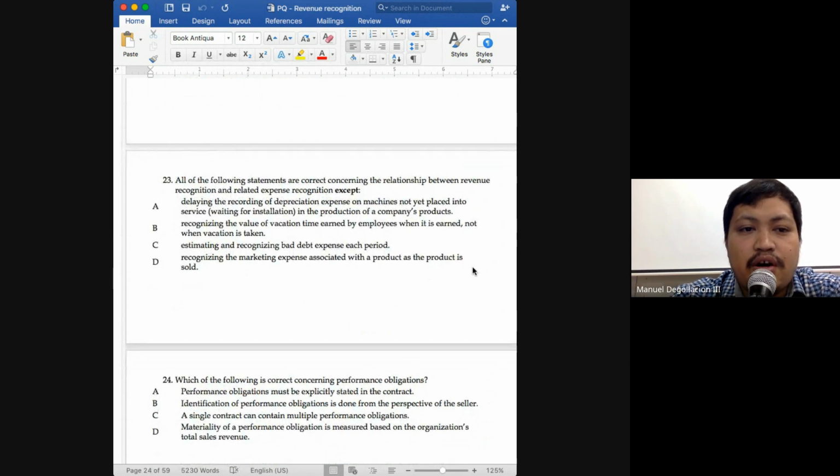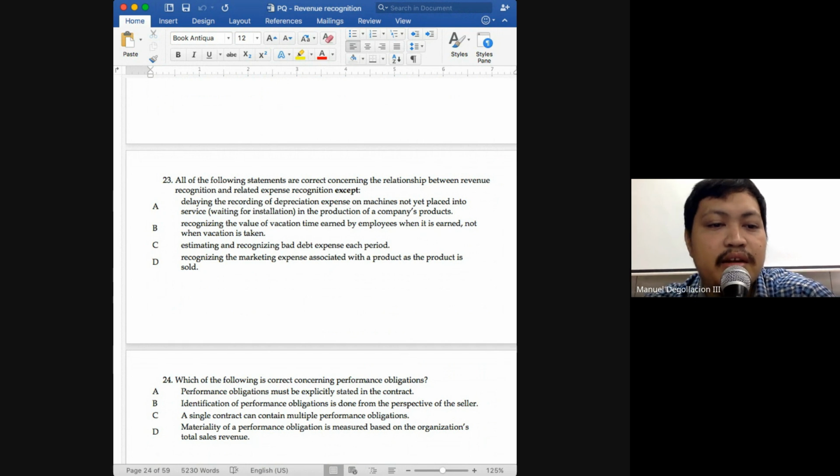Number 23, all of the following statements are correct concerning the relationship between revenue recognition and related expense recognition, except. Letter A, delaying the recording of depreciation expense on machines not yet placed into service. That's correct. Depreciation should start only when the asset is in its intended use, location, and condition. Letter B, recognizing the value of vacation time earned by employees when it is earned and not when vacation is taken. That's correct. Letter C, estimating and recognizing bad debts expense each period. That's correct. The answer here then must be letter B.